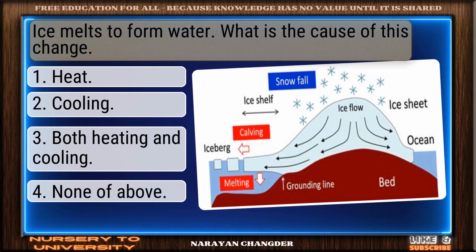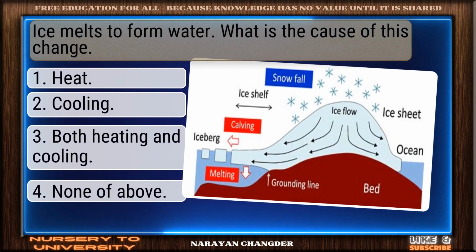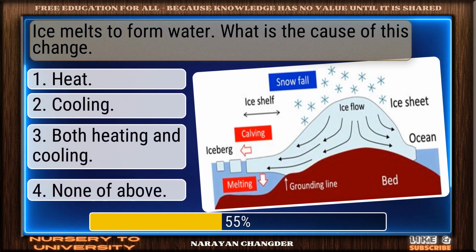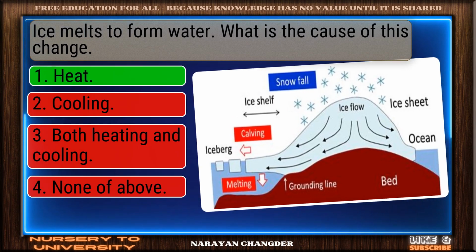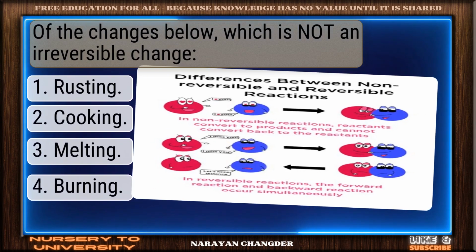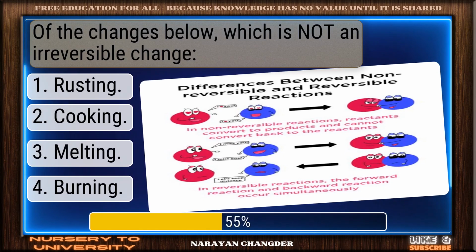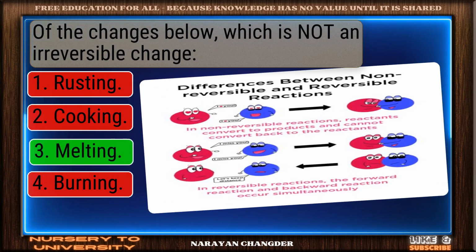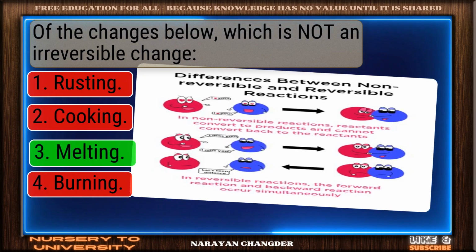Ice melts to form water. What is the cause of this change? Bravo, heat is the answer. Of the changes below, which is not an irreversible change? Nicely done. Melting is a solid answer.